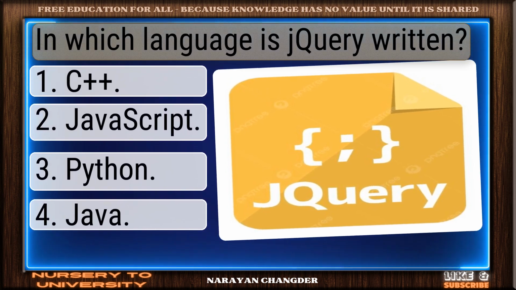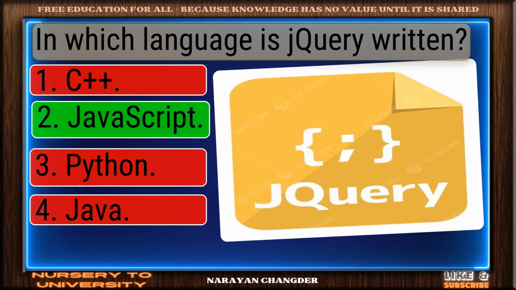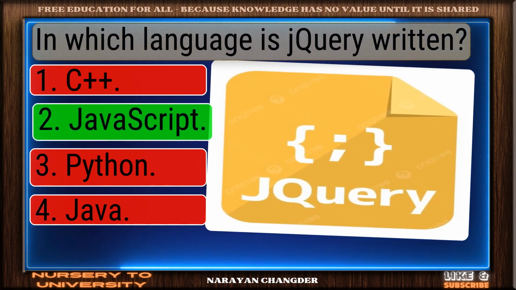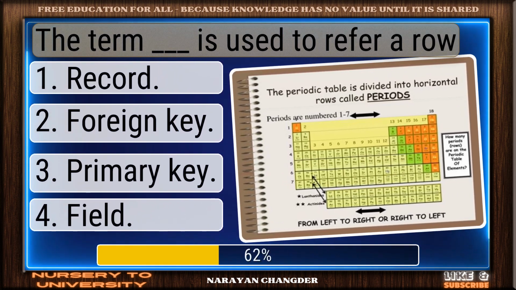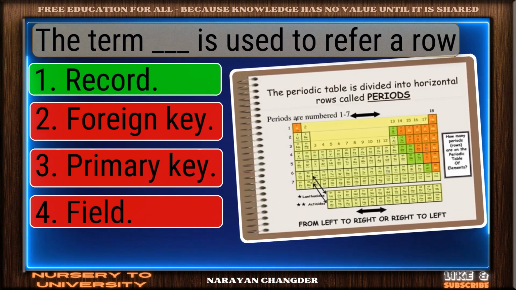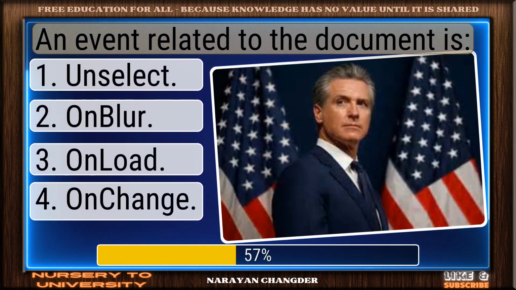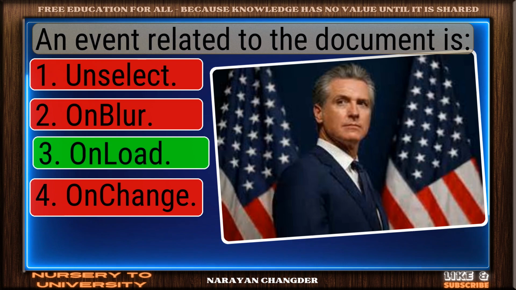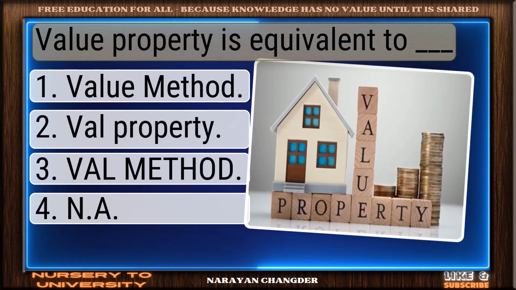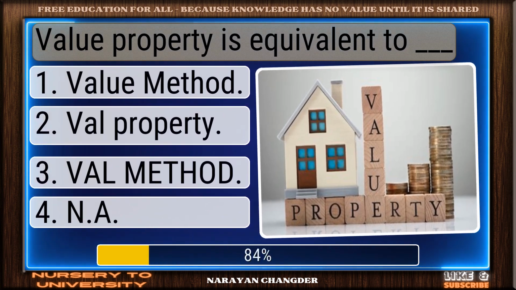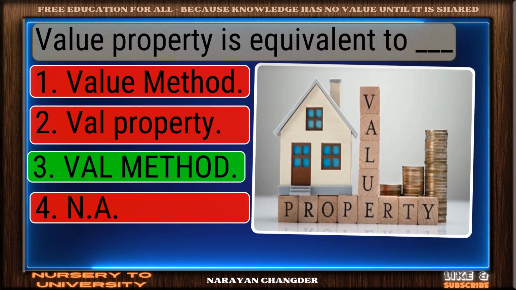In which language is jQuery written? Great thinking. JavaScript is the right choice. The term dash is used to refer to a row. Valid point. Record is true. An event related to the document is. Correct. Onload is the right answer. Value property is equivalent to dash. Well done. The val method is the right choice.